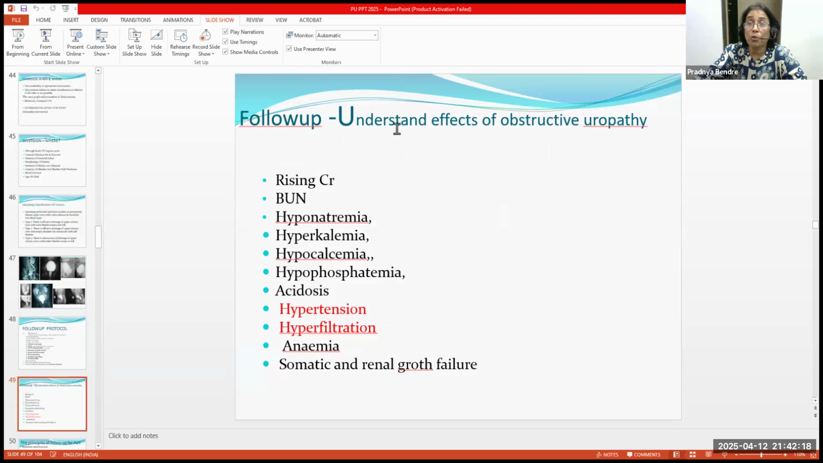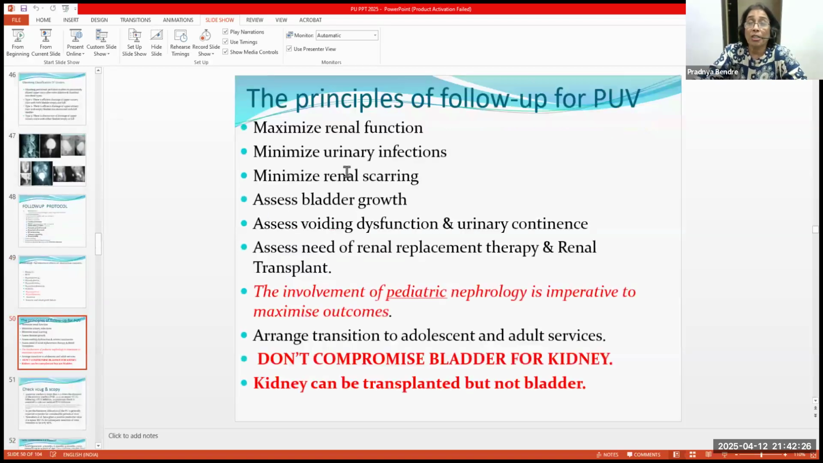So we must know what are the effects of obstructive uropathy, and you have to follow up the children for all these factors. Now, what are the principles of this follow-up? Generally, to every PUV patient, when they undergo fulguration, we explain to parents that this is not the end of treatment. This is the beginning of the treatment, and treatment goes lifelong. As they become 18 years old, they come out of the purview of the pediatric surgeons. There has to be proper transition, and every child should be handed over properly to the adult nephrologist and urologist.